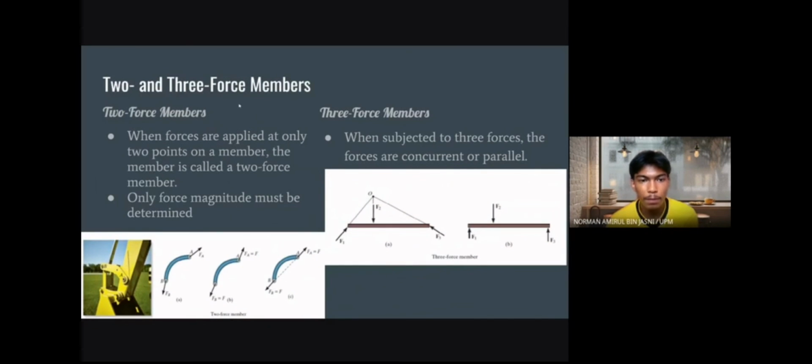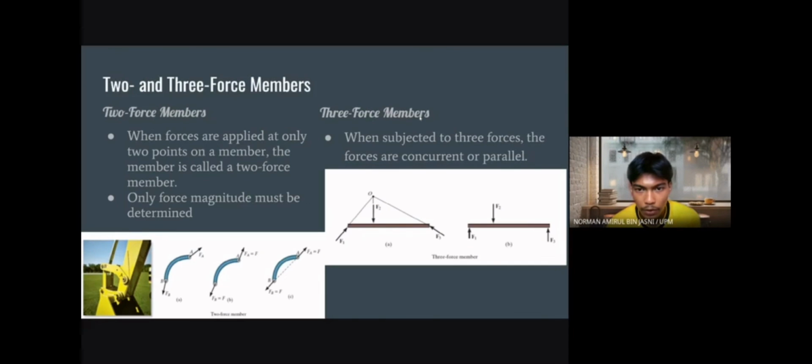Two and three force members. Firstly, we need to know about two force members. When forces are applied at only 2 points on a member, the member is called a two force member. Only the force magnitude must be determined. This is an example of a two force member. We can see we have two forces in this body, FA and FB.